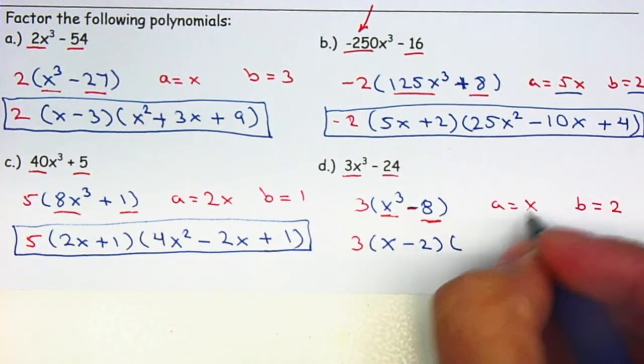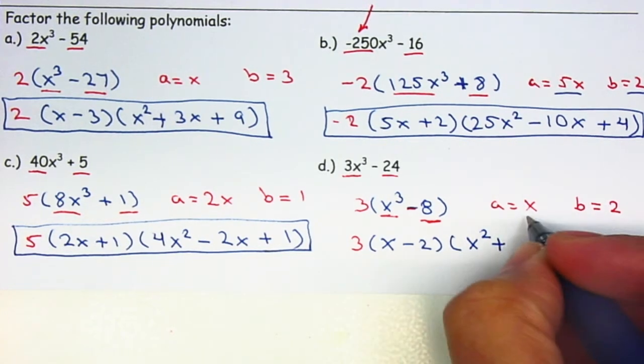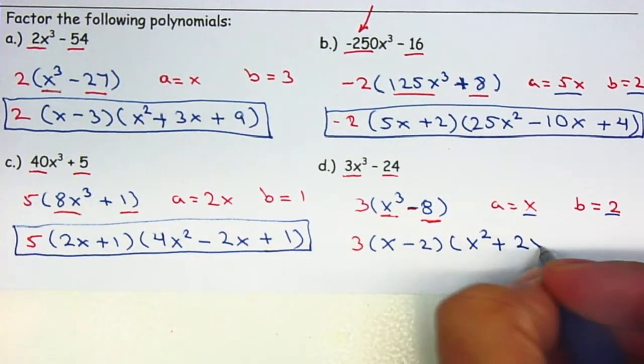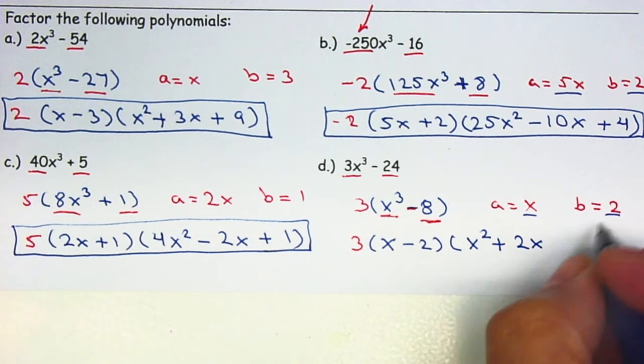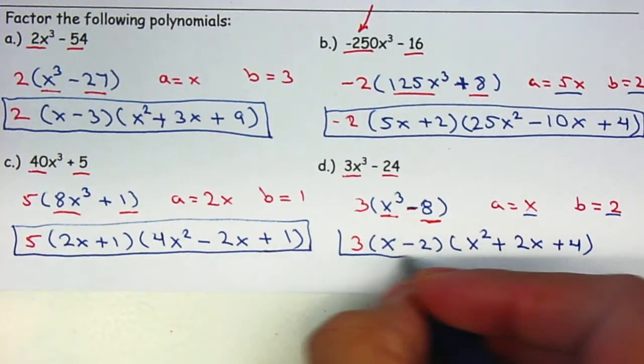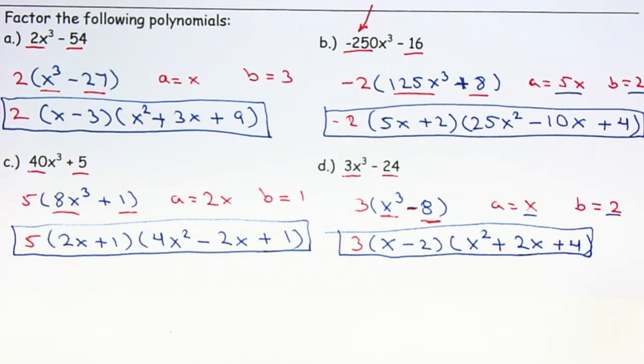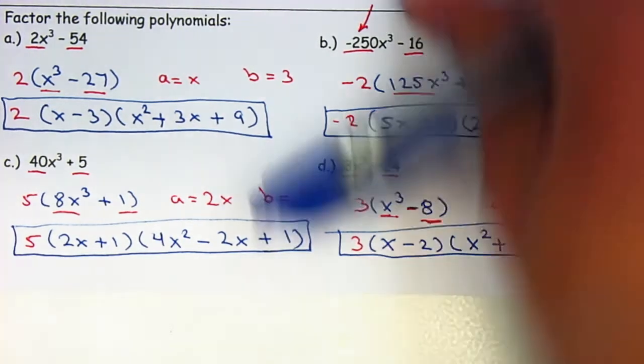A squared will be x times x, which is x squared. This is a negative, the next one's a positive. ab will be 2x. And the last one is b squared, so it'll be 2 times 2, which is 4. And that'll be it. Let's continue to the backside.